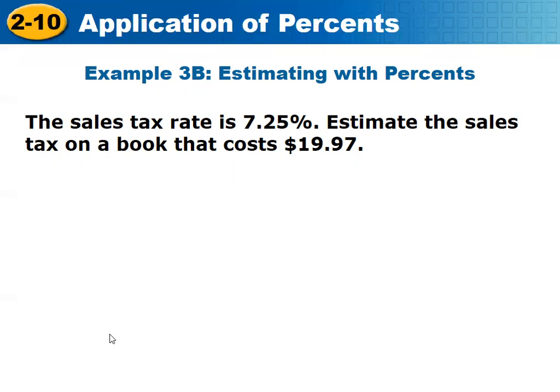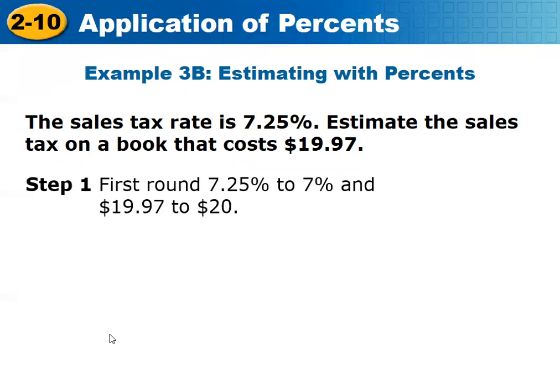First of all, we want to estimate, right? We want to estimate. Then, first round, 7.25, it's close to 7, so it will be 7%. 19.97 is close to 20. The first number has a 0, so it will be close to 20.